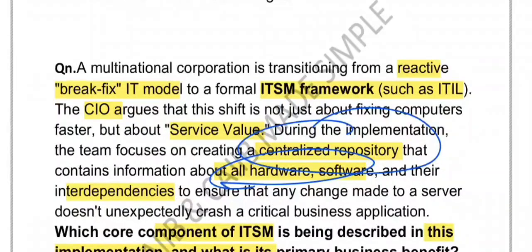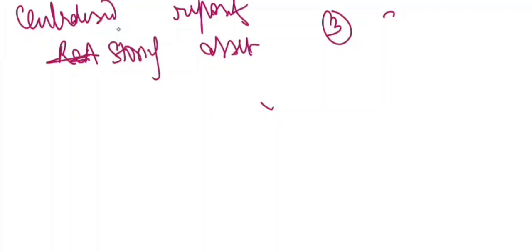You can see they have mentioned that it is used to analyze the impact. So basically this is not about handling incidents. Let me write it down. What are the clues they have given? First of all, a centralized repository, isn't it? The second thing they have given is storing assets and relationships. The third clue they have given: used to analyze what? Analyze impact. So these are the three clues they have given.